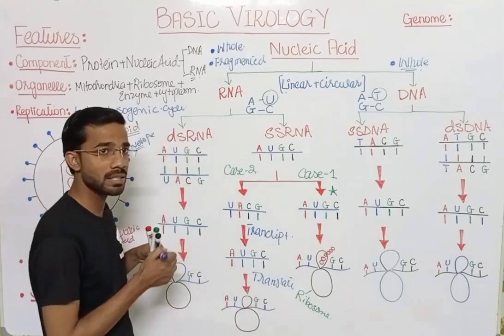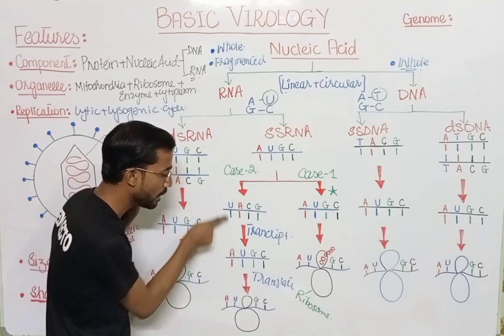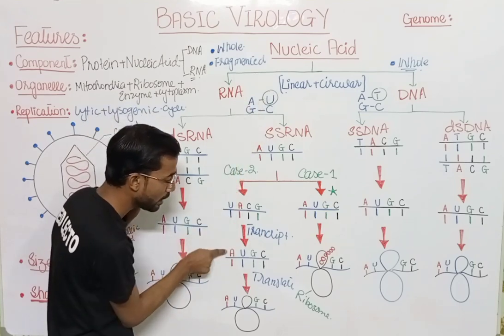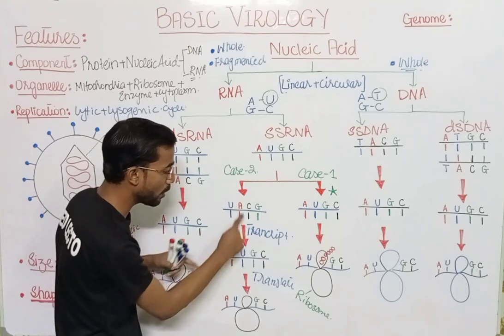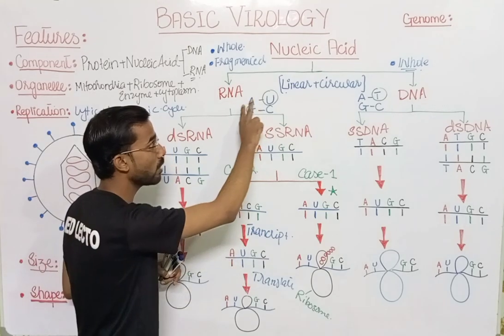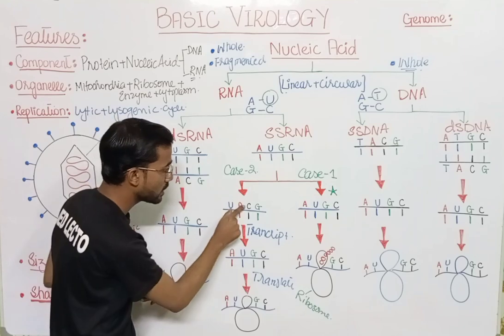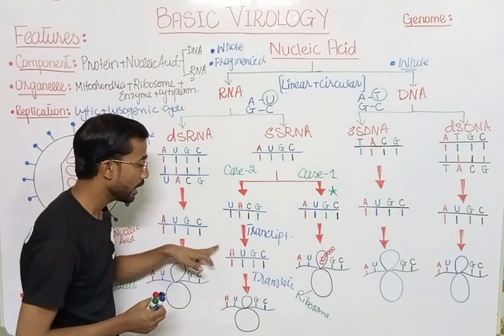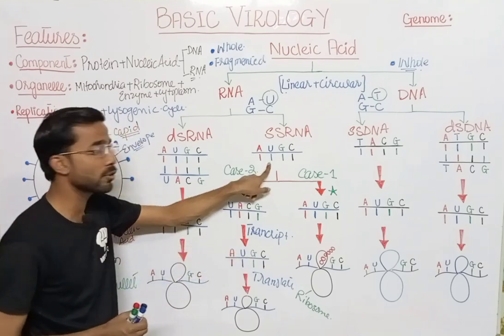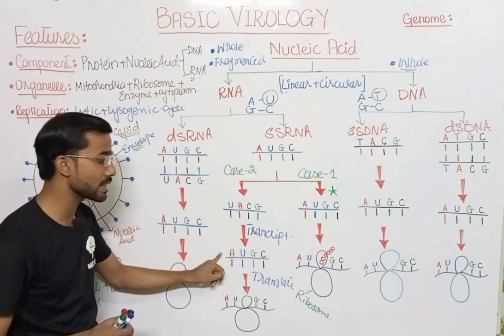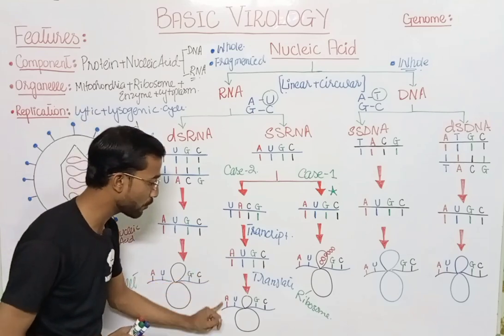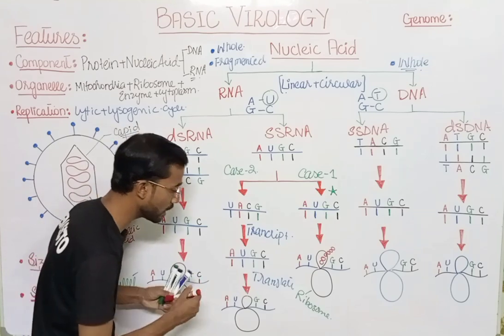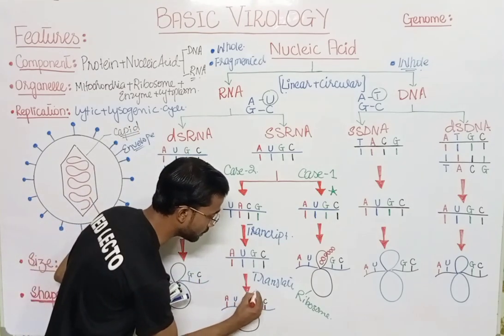So, it will transcribe. U will be opposite to the A, A will be opposite to the U. They are both interconvertible. C will be opposite to the G and G will be opposite to the C. Now, you see that the result is AUGC, similar to the first case. Now, this sequence can be translated, so it goes to the ribosome and is translated over there, forming the different proteins.